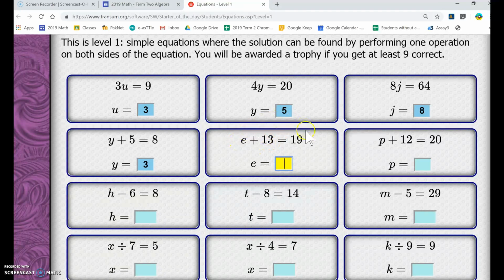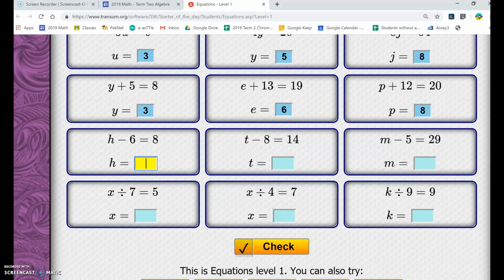13 plus what is 19? Well, 19 minus 13. So we take 13 off both sides, it disappears from this side, it comes up the other side, so 19 minus 13 is 6. 6 plus 13 is 19. 8 plus 12 is 20. Now, it's minus 6 on this side. It actually becomes plus 6 on the other side. So we need to go 8 plus 6, which is 14, and then check 14 minus 6 is 8.